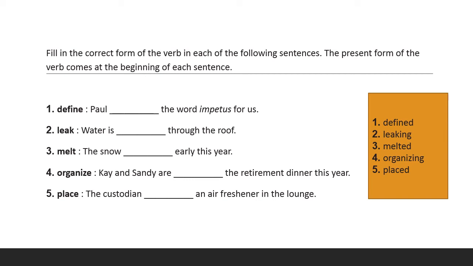The snow melted early this year. Kay and Sandy are organizing the retirement dinner this year. Again, the helping verb are determines that this is the present participle. The custodian placed an air freshener in the lounge.